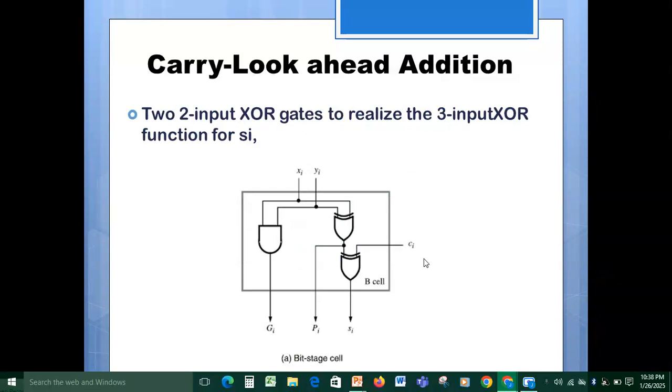Before going to show the carry calculation equations, we need to implement a three input XOR gate using two input XOR gates. In the laboratory we might have seen two input XOR gates, but if an XOR gate is three input, how to carry it out with the existing two input XOR gates is explained here in this bit stage cell.